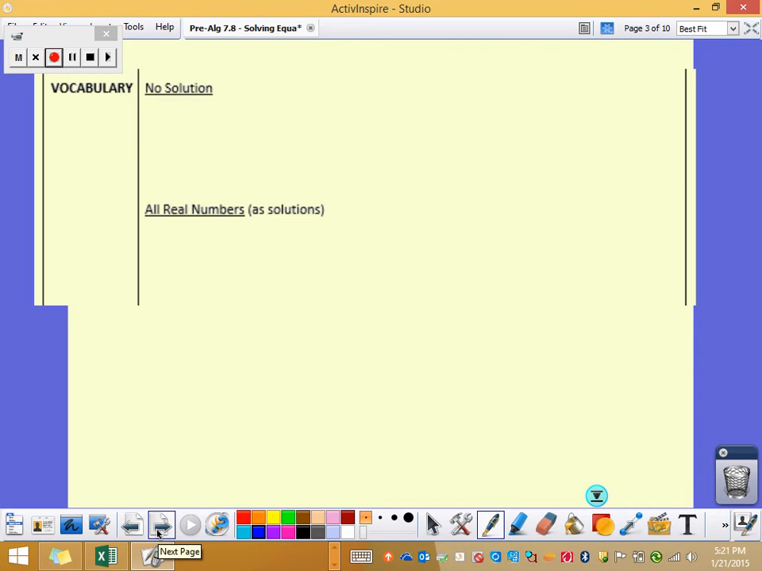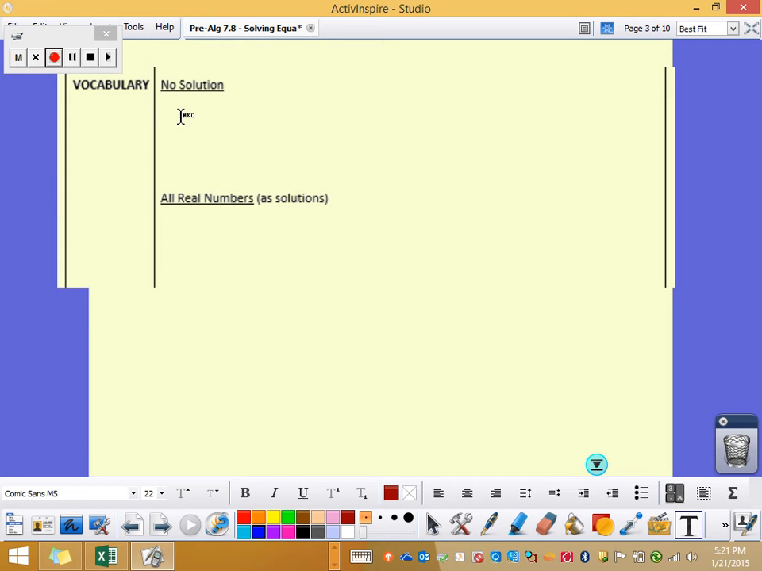Your first vocabulary word is no solution. These aren't really vocabulary words, I suppose. It's just good words for you to know, and we should already know what they mean since we've done a little bit of solving the past few days. So for no solution, I'd like you to write down, there is no value that will satisfy the equation.